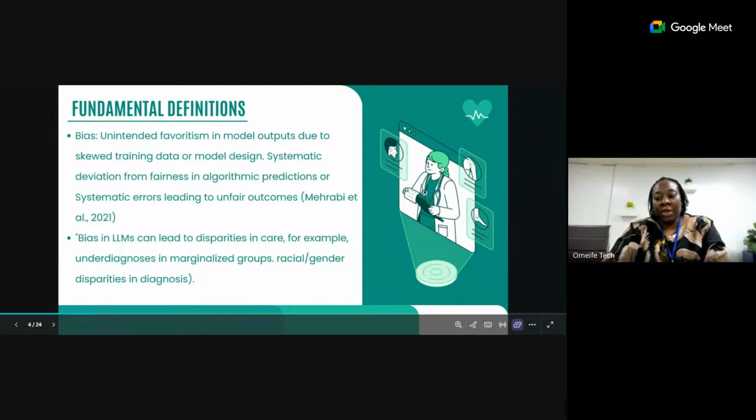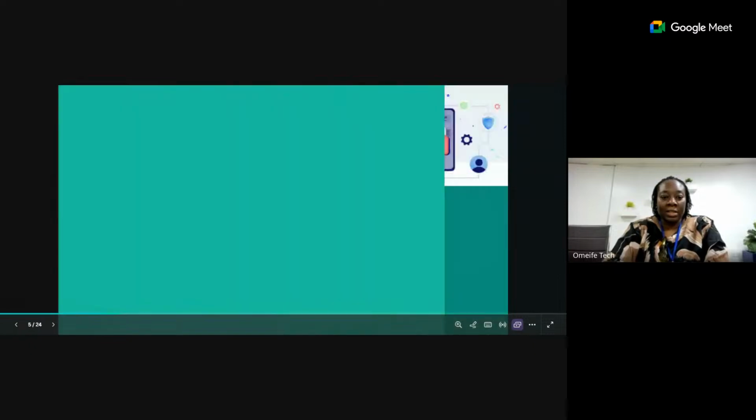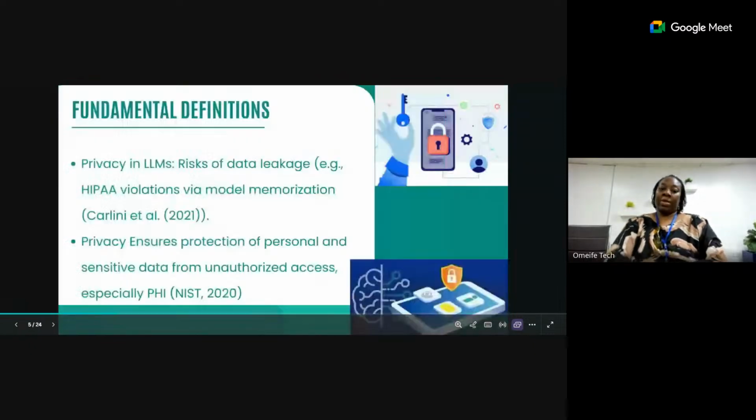We also have the human input part of it. The prompts and instructions given to the LLMs by users can also influence the model's outputs and introduce bias to the system. So next, we'll be looking at the privacy in LLMs, which have to do with the risk of data leakage.